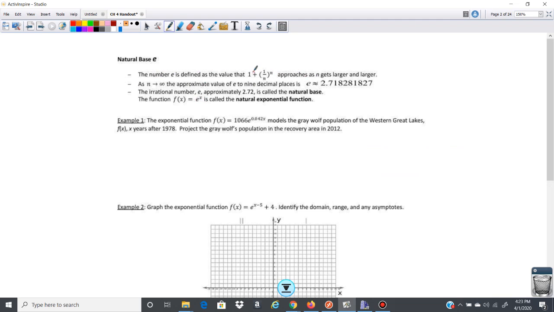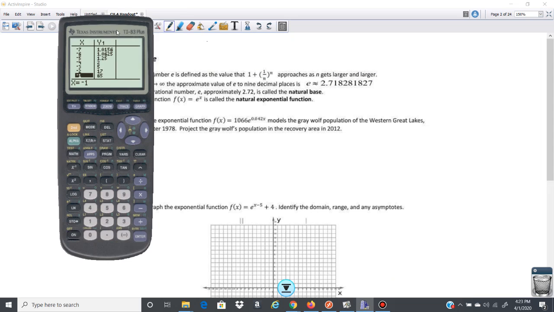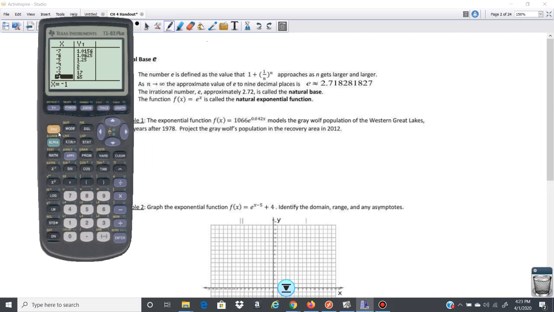So this is the definition of e right here. So this is 1 plus 1 over n to the n. So everything I plug in for n is going to keep getting closer to this number. So you can actually take a look at that. Hold on a second. If I pull my calculator over here and I go back to my home screen, let's see. If I go 1 plus 1 over, I don't know, 80 to the 80th.